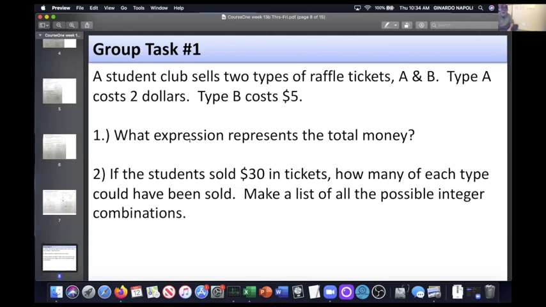Okay, so the first thing, what is the expression that represents the total money? So if anybody wants to volunteer what they think for number one, raise your hand. Anybody feel comfortable? What is the expression that represents the total money? You've got the 2, the 5, the A, and the B. I'm just going to leave this open. Anybody think they have an idea? What would the expression that equals the total money be? You've got a 2, a 5, an A, and a B.